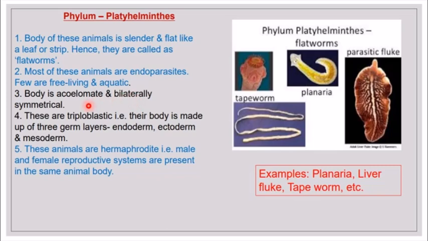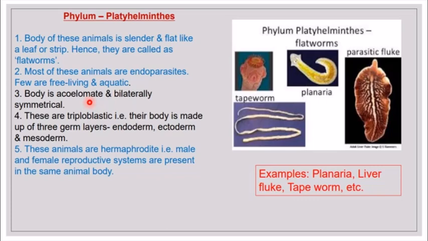Now these organisms are acoelomate. That is, they don't have a body cavity. If the body cavity is absent, they are called acoelomate. If the body cavity is present and it is a true body cavity, they are called eucoelomate. And if the body cavity is present but it is not true, it is just a false body cavity, they are called pseudocoelomate. So according to this, they are acoelomate, that is they don't have a body cavity.